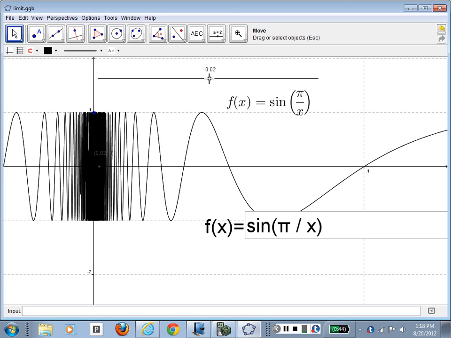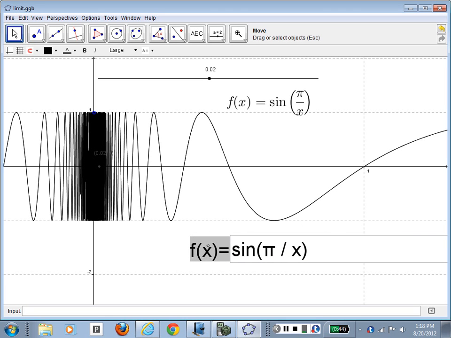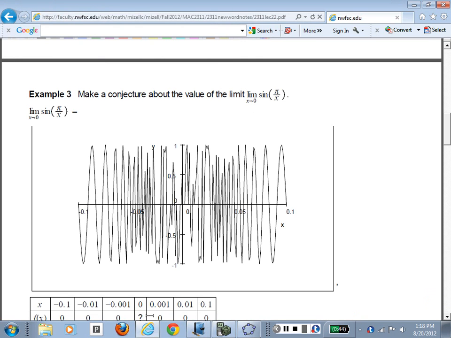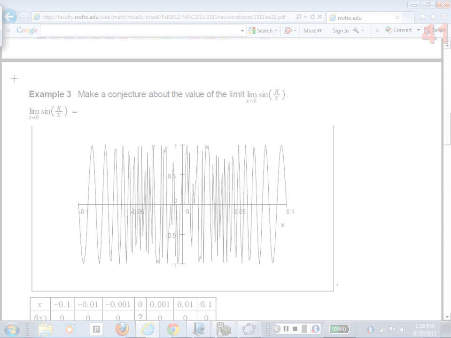So what we're going to say is this limit does not exist. And sometimes there's a nice way to describe the manner in which a limit fails to exist. This one we could say it's due to oscillation, but there are other ways that we'll say that a limit fails to exist. So in our case, capture this picture.